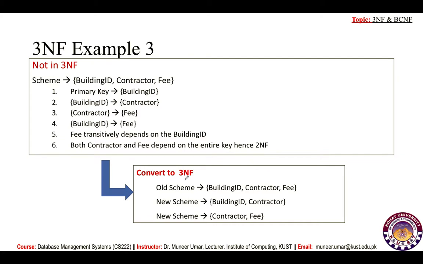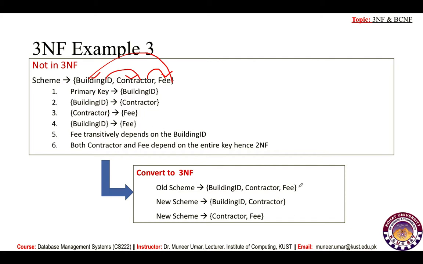Then we have example number 3. Here we have 3 attributes: the building ID, contractor, and fee. Primary key is building ID. Building ID is determining the contractor. So this is the relationship between building ID and contractor. Then the contractor is determining the fee, and due to these functional dependencies we can assume that building ID is also determining the fee. So we have transitive dependency here, and we need to split this table into two new tables to eliminate this transitive dependency.